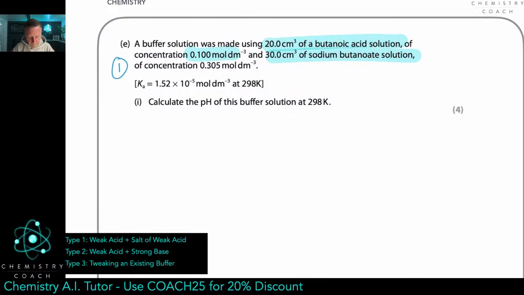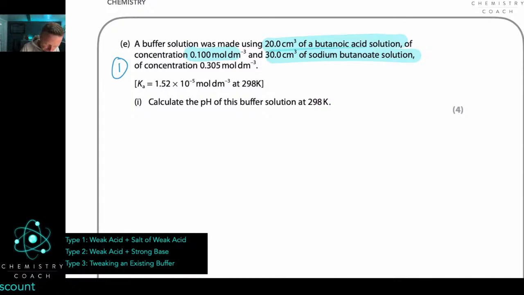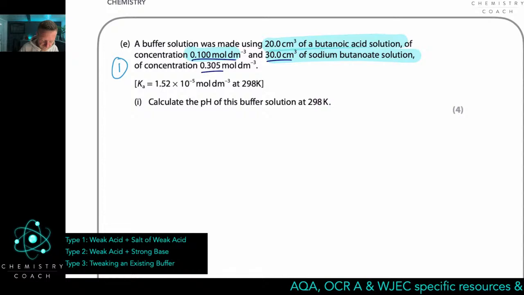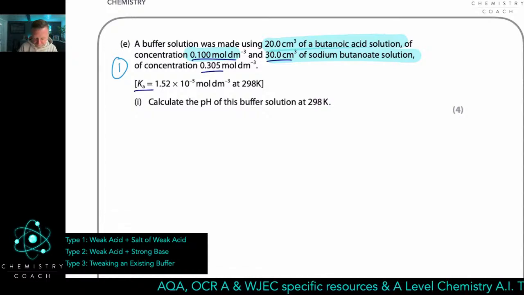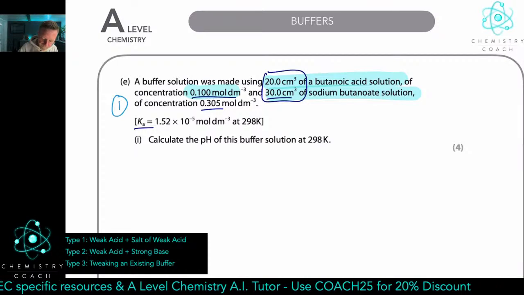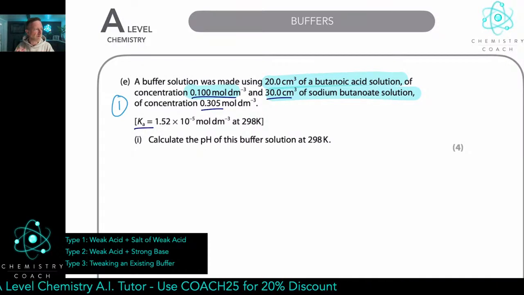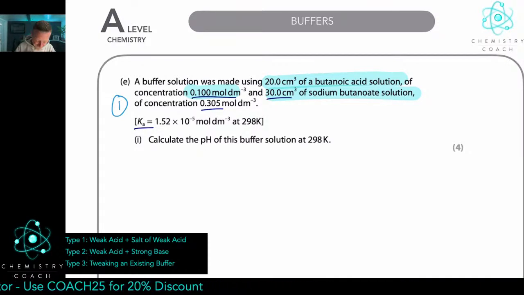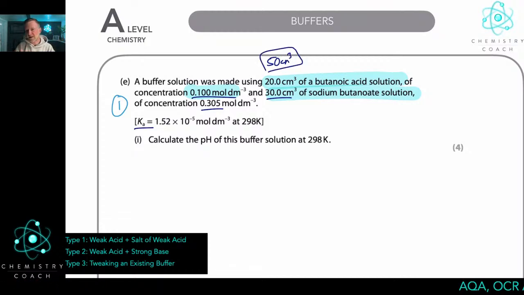So a buffer solution was made of 20 centimeter cubed of butanoic acid of a concentration of 1 mole per decimeter cubed and 30 centimeter cubed of sodium butanoate of this concentration, and we've got our Ka. What we want to do is be careful here. The total volume of our buffer solution is 50 centimeter cubed. We need to bear that in mind. So just be careful when you're making buffers, watch the volume.